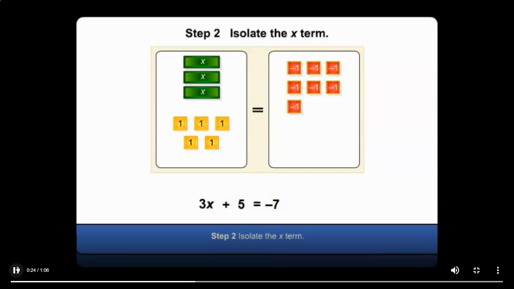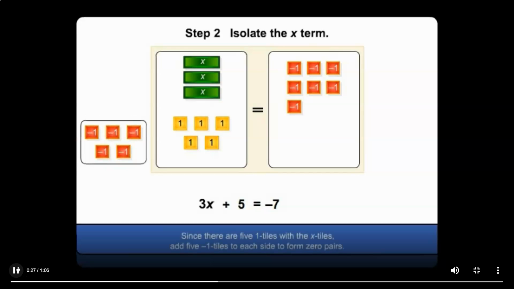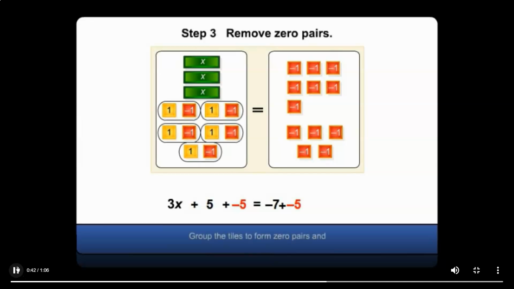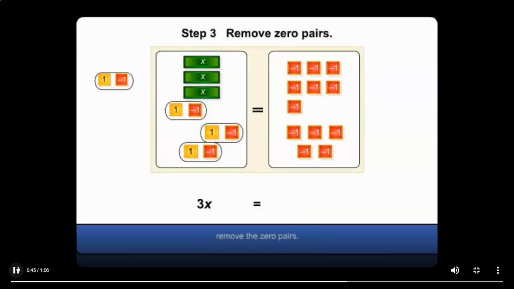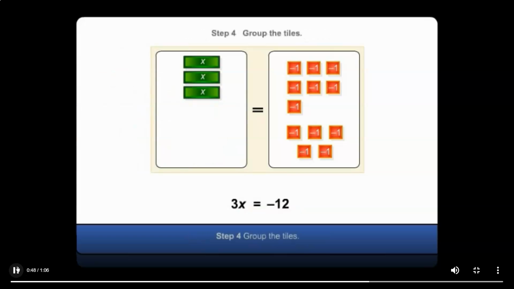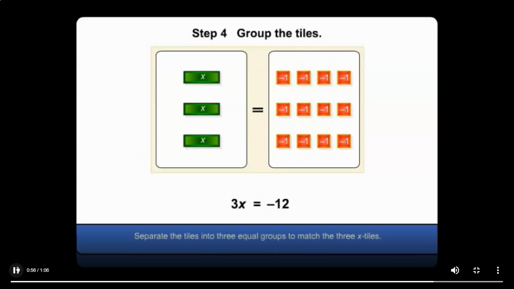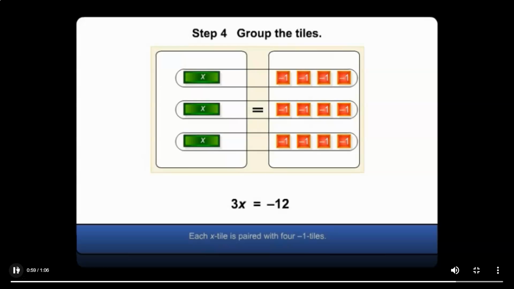Step 2. Isolate the x term. Since there are 5 positive 1 tiles with the x tiles, add 5 negative 1 tiles to each side to form 0 pairs. Step 3. Remove 0 pairs. Group the tiles to form 0 pairs and remove the 0 pairs. Step 4. Group the tiles. Separate the tiles into 3 equal groups to match the 3x tiles. Each x tile is paired with 4 negative 1 tiles. Thus, x equals negative 4.